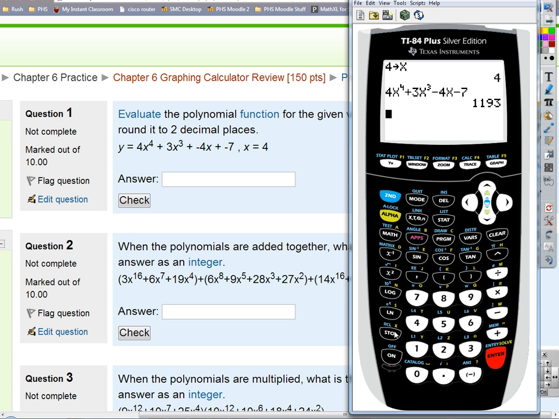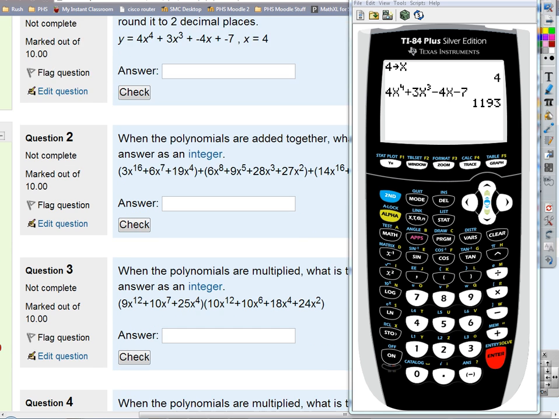Okay. And once again, if you forget that, just every place there's an x, just put in a 4 in parentheses, and that's fine. So I could have had just a 4 squared, a 4 cubed, minus 4 times 4. It does the same thing. It's just more buttons to push. Okay? Next one.